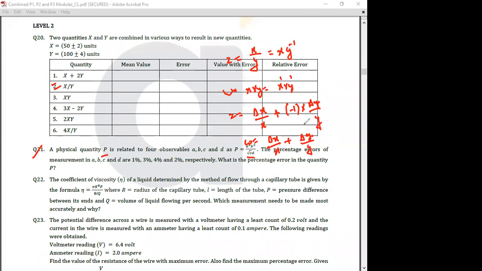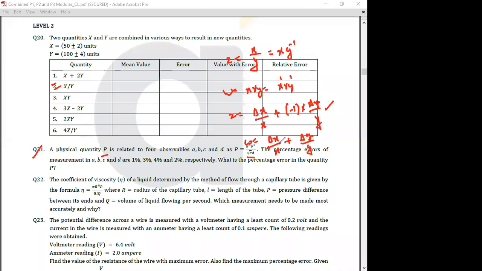Because when you talk about this, this is the proportional error. This is called proportional error. Got it? This is called your proportional error. Okay, got it. But whenever general error is asked, you need to tell the maximum error. Did you understand or not?